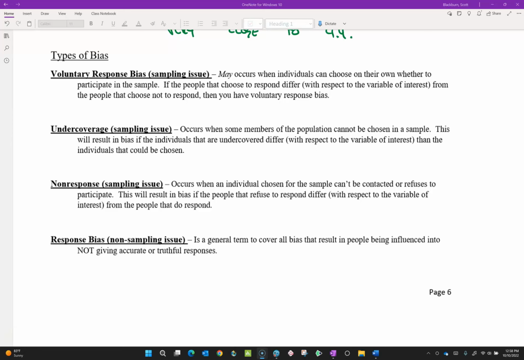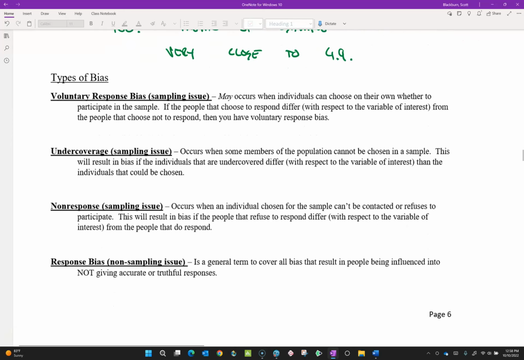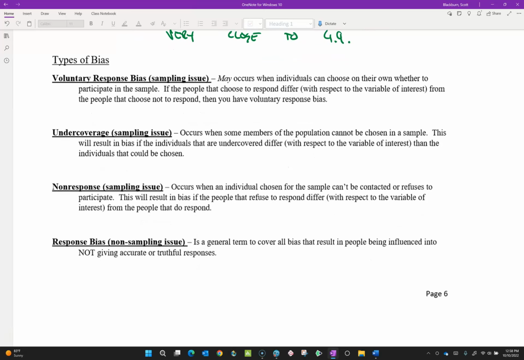All right, so let's talk about some special types of bias, or let's put some vocabulary words to certain types of bias. So voluntary response bias. This is a sampling issue that may occur when individuals can choose on their own whether they participate in the sample. If the people that chose to respond differ with respect to the variable of interest from the people that chose not to respond, then you have voluntary response bias.